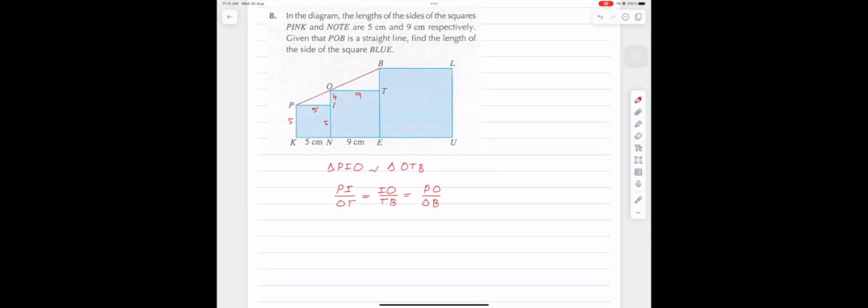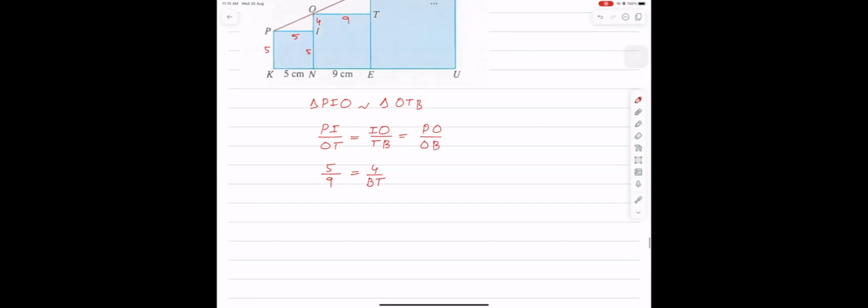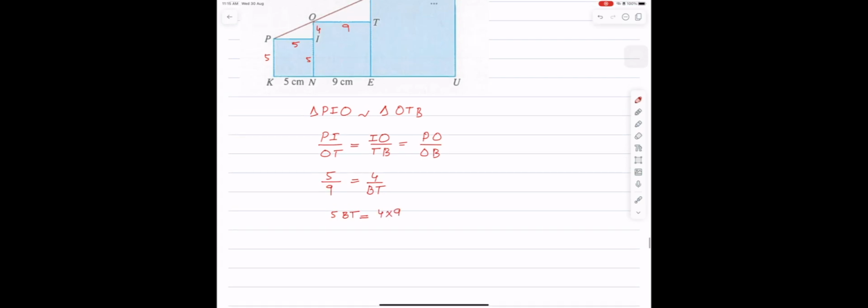You can put the values. PI is 5, OT is 9, this is 4 over BT or TB, whatever you want to write, that doesn't make any difference. This is BT. Now you can do cross multiplication, and that will be 5 into BT is equal to 9 times 4, which is 36. And then you can divide both sides by 5. That will give you value of BT. 36 divided by 5 is 7.2.